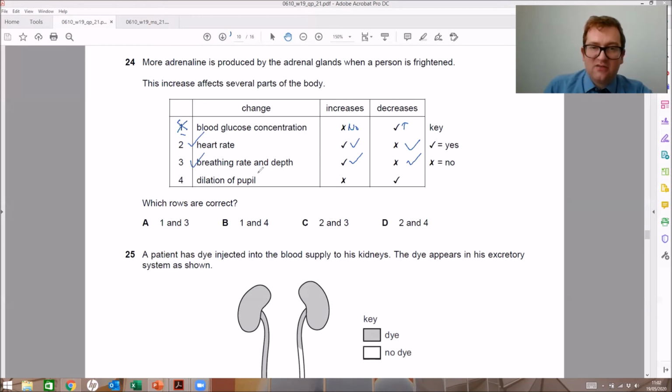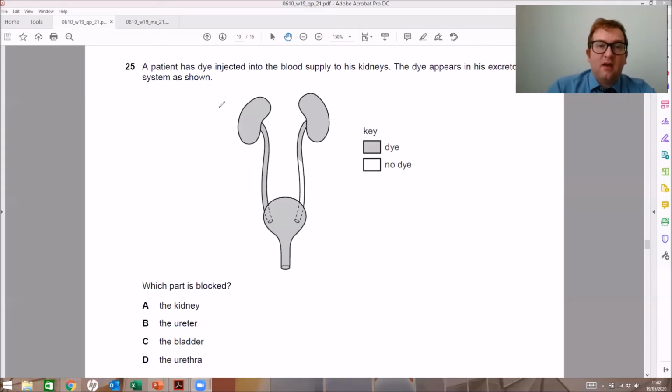4, the dilation of the pupil. Okay, so this box says that it does not increase, but it decreases. Okay, that's false, and that's false as well. So option 4 is also incorrect. So your only true statements here are option 2 and 3. Okay, so we can eliminate option A, we can eliminate option B, we can eliminate option D, and the correct answer is C.